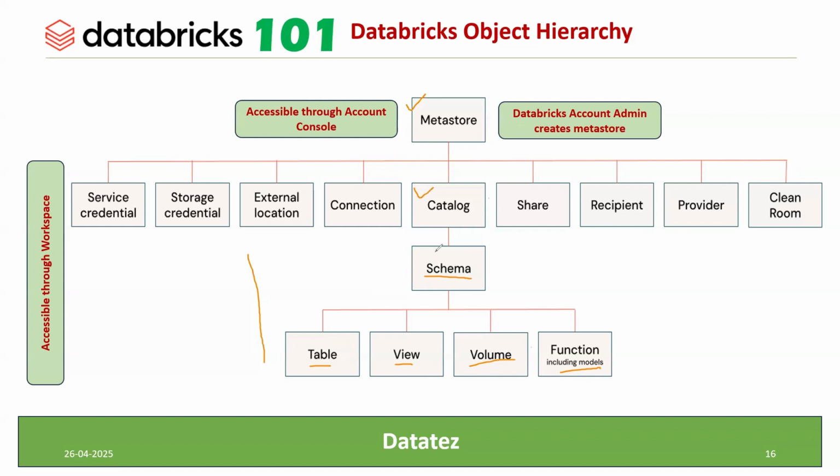Apart from what I have highlighted, you are also observing here that in parallel to the catalog, as siblings, you could also see some entities like service credential, storage credential, external location, connection, share, recipient, provider, clean room, and so on. Going ahead with our series, we will be discussing what these are. As of now, let us try to get some heads up.